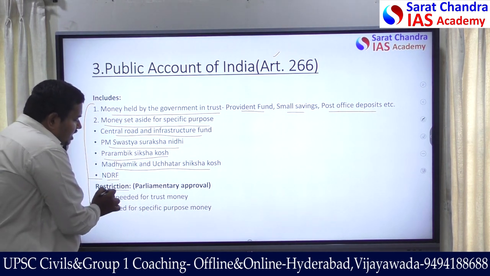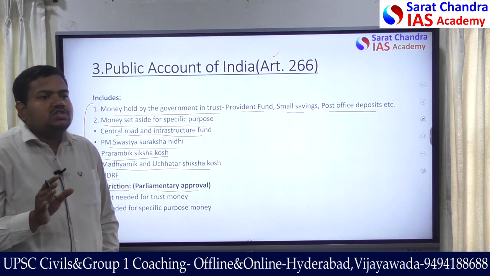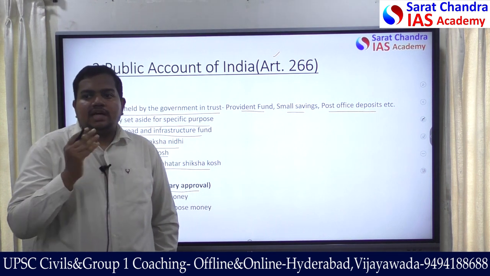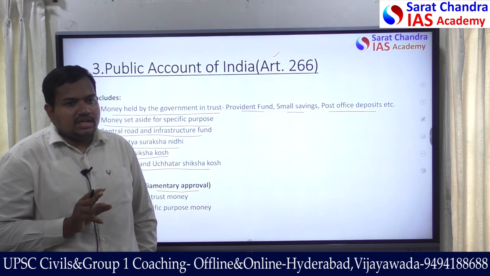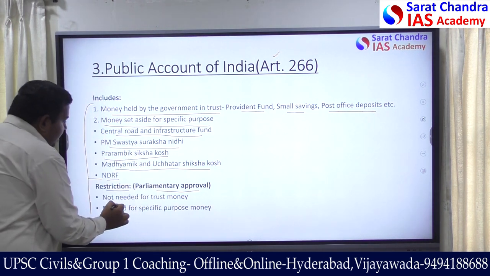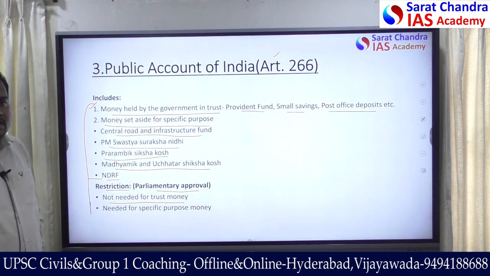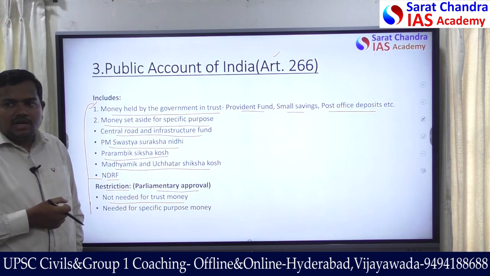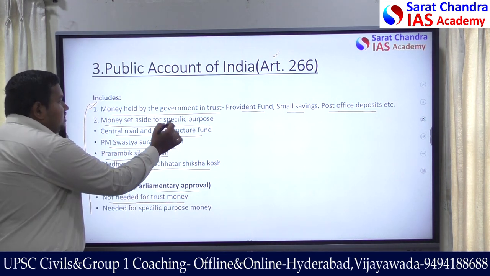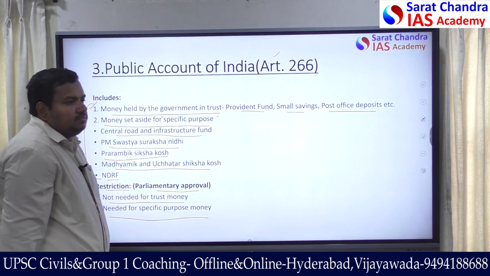Next, restriction. What is the restriction? That is with respect to parliament approval. Generally, most of the times you hear that for public account of India, no parliament approval is needed. But that is not the case. Not needed for trust money. That is the first one. So for the trust money, if you have to withdraw, no need of any parliament approval. But in the second case, that is specific purpose money, parliament approval is needed.